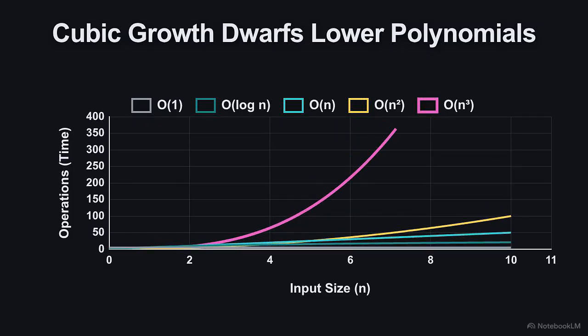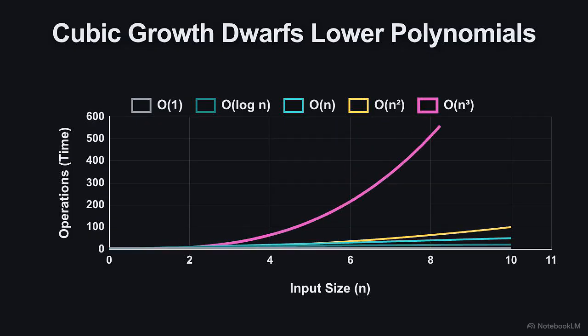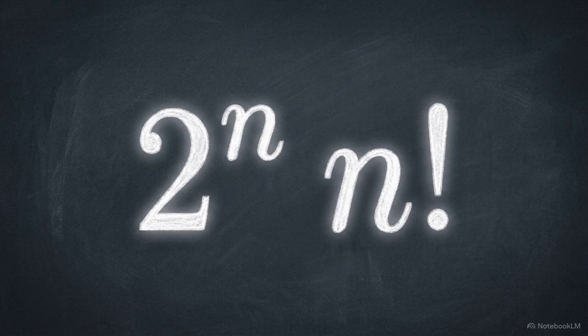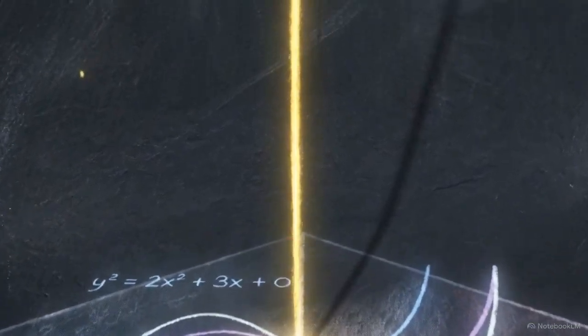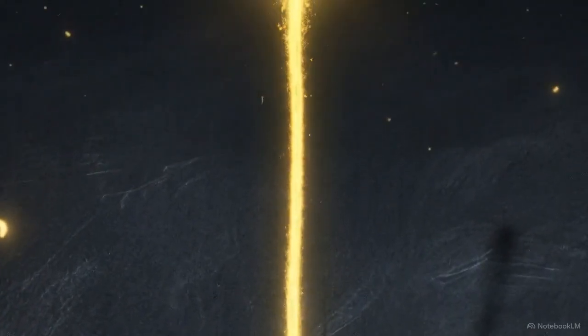Beyond the reach of these polynomials lies a different scale of growth. This space contains functions like 2 to the n and the factorial and factorial. These functions diverge from polynomials as sharply as polynomials diverge from constants. To measure them, we must apply the tools of Part 2.